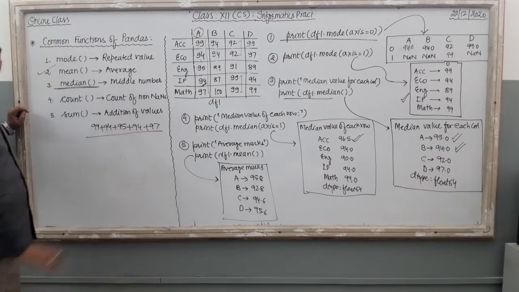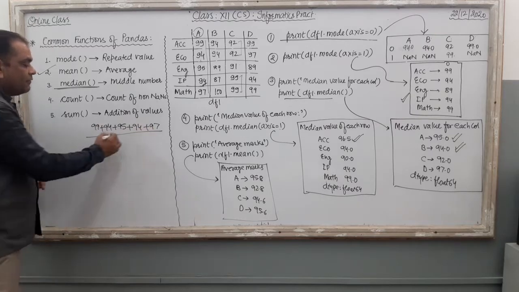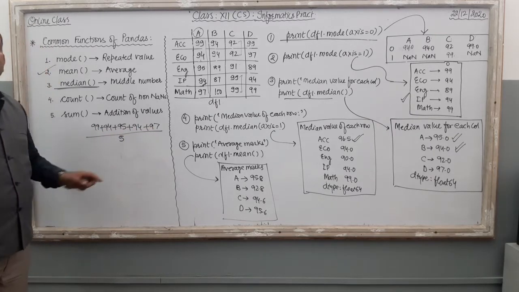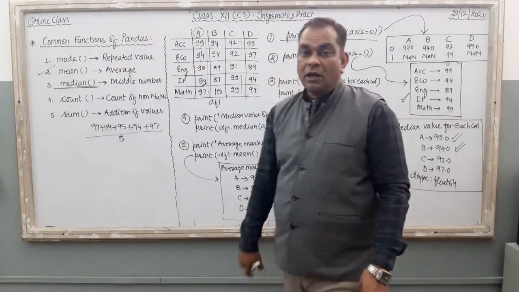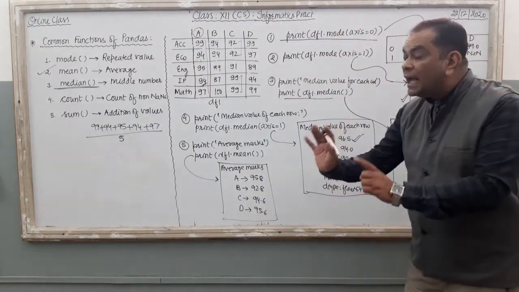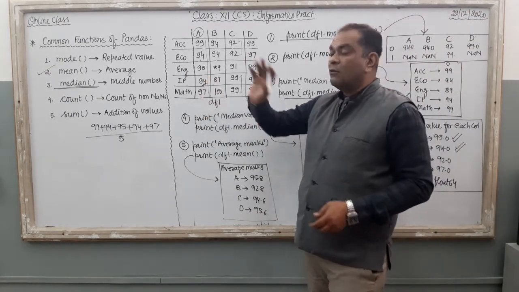Just add all these values that are there in the column and then divide it by 5: 1, 2, 3, 4, 5, divided by 5. Here 5 means the total number of items, the total number of values that are there in the column. Right? If NaN is there, then what can you do? NaN is available in any part of that particular series.